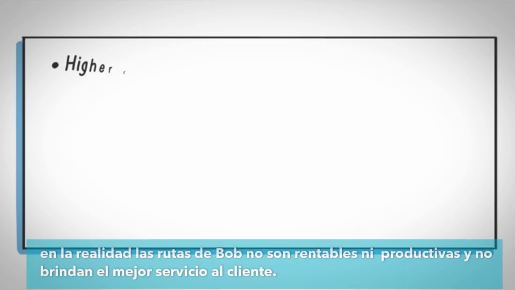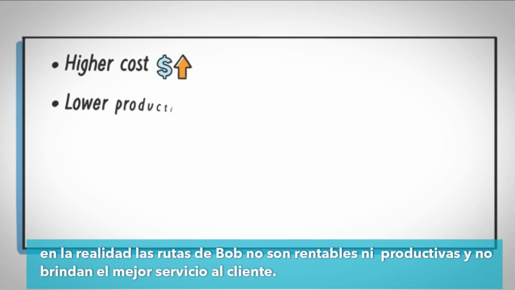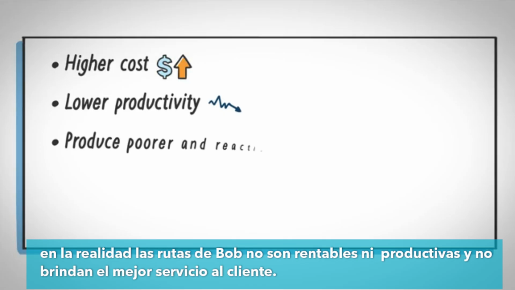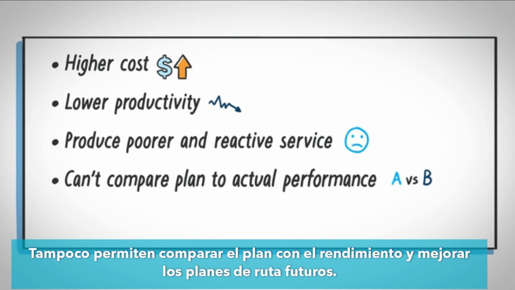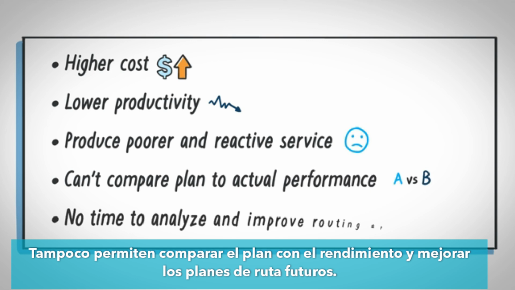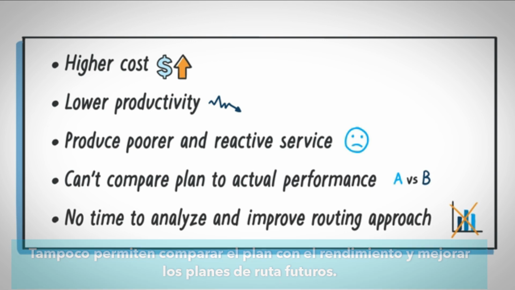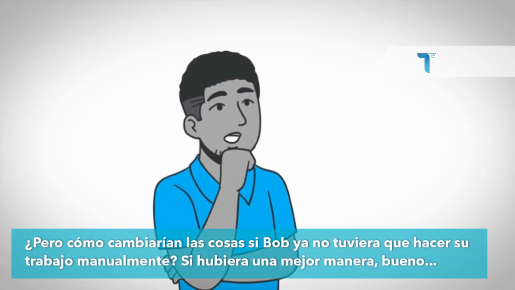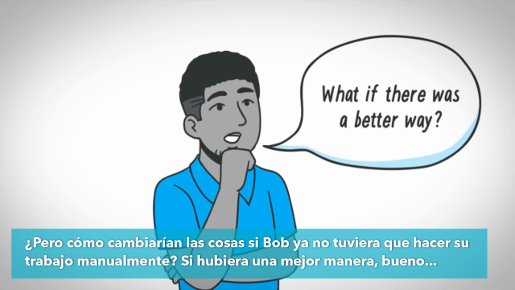In reality, Bob's routes are not cost-effective or productive, nor do they provide the best customer service. They also don't make it possible to compare the plan to performance and improve future route plans. But how would things change if Bob didn't have to do his job manually anymore? What if there was a better way?